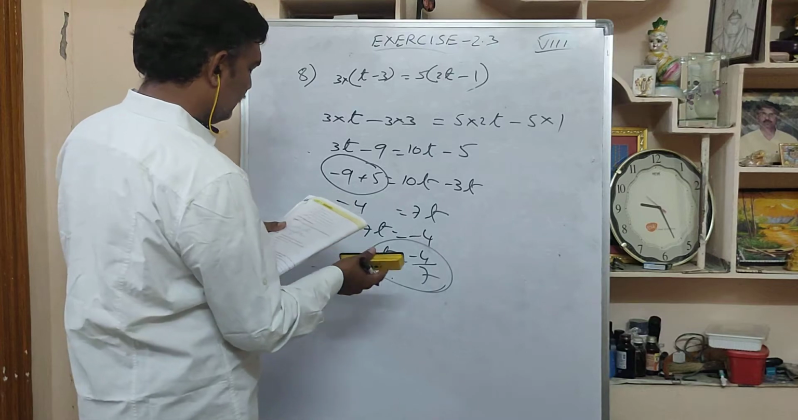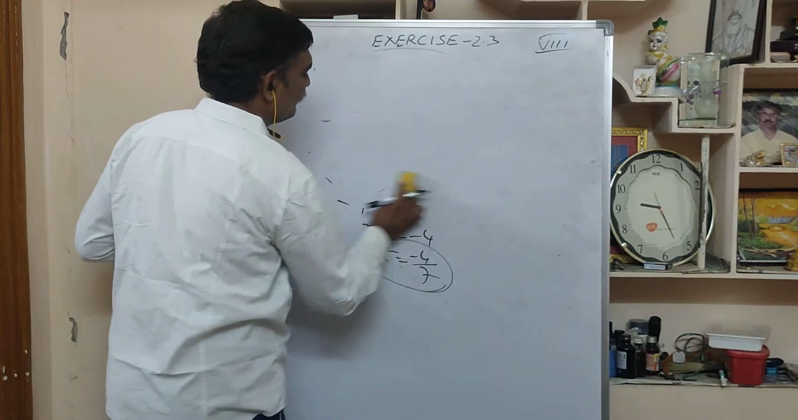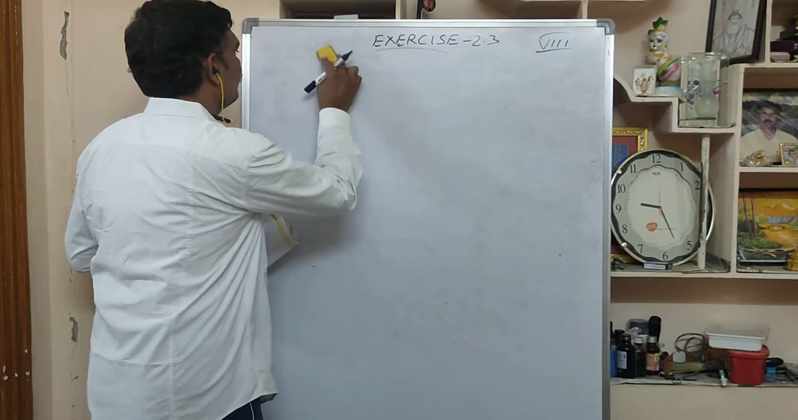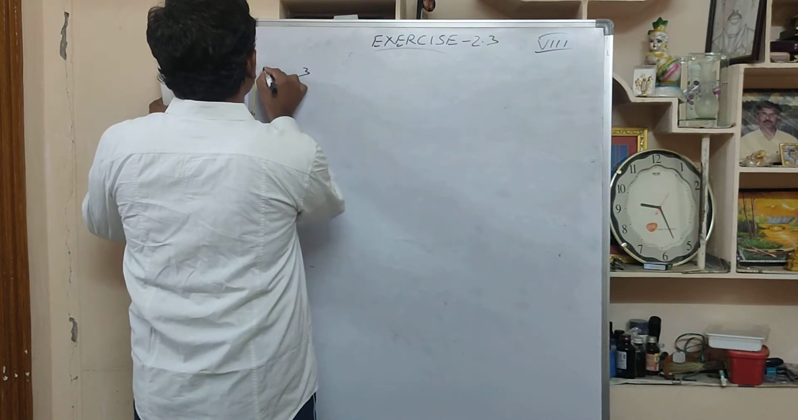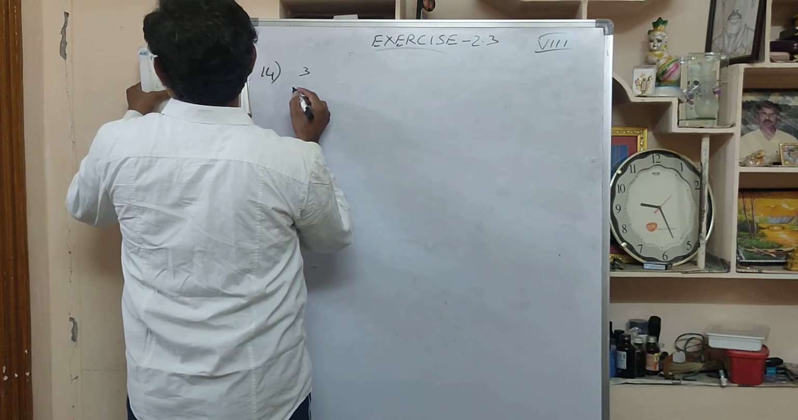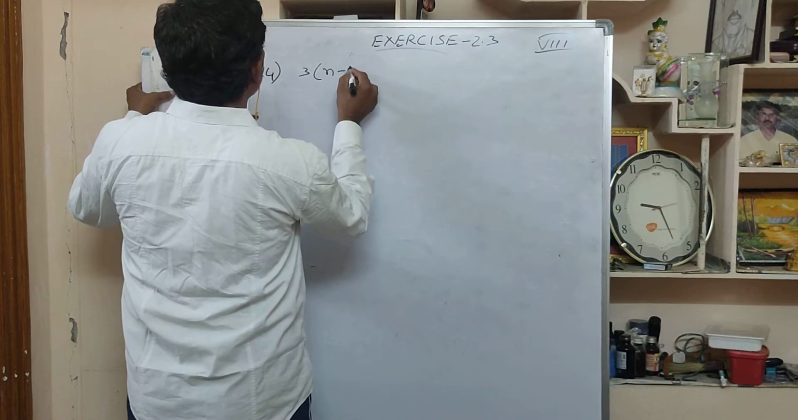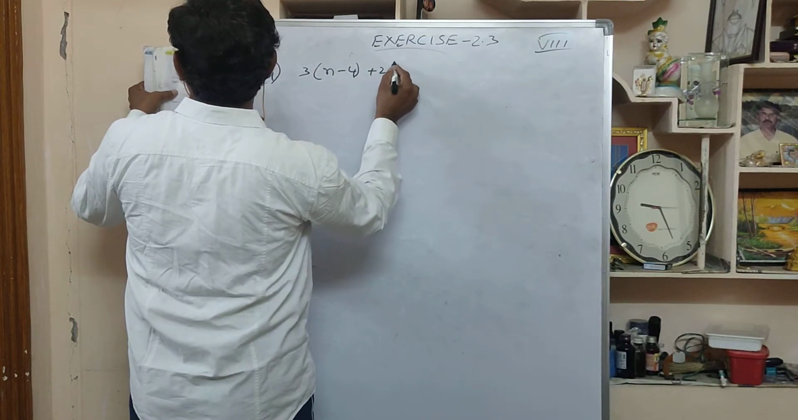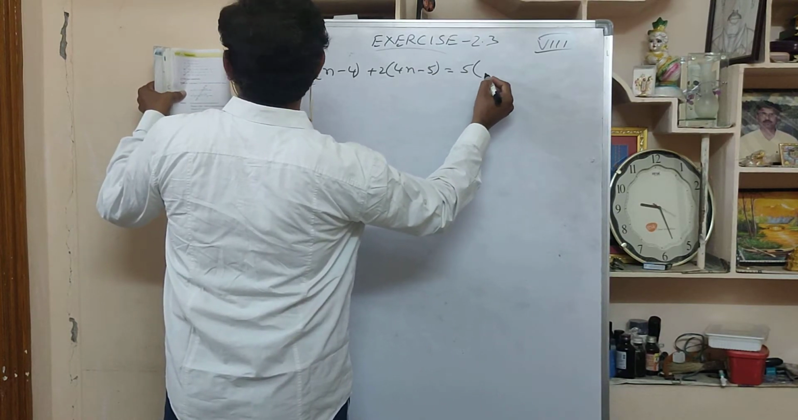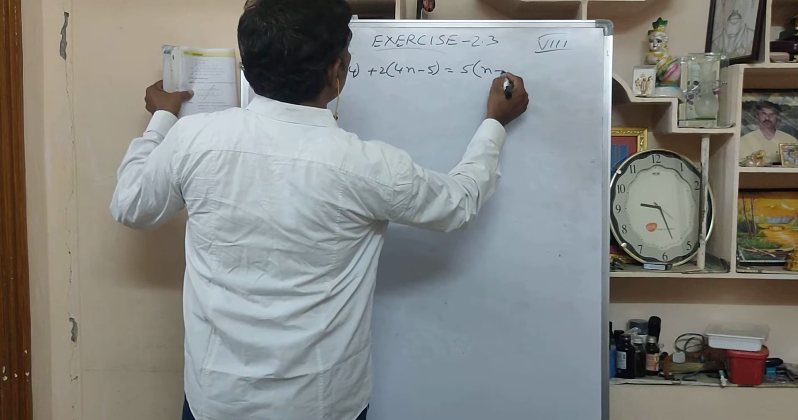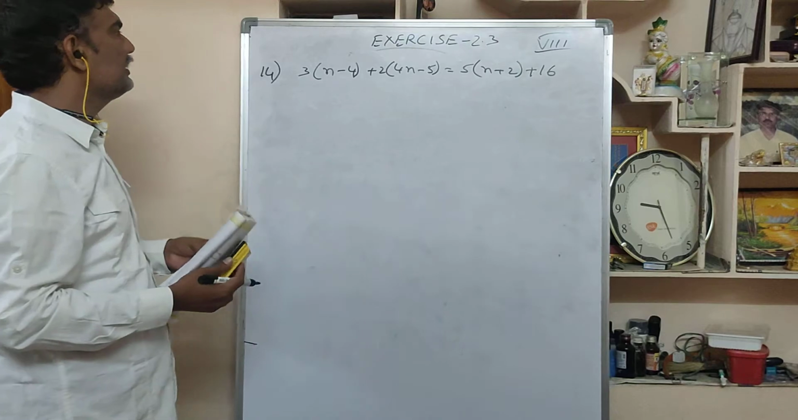Like this, which one? 14 problem I will do. What is 14 problem? See it here. 3 into n minus 4 plus 2 into 4n minus 5 is equals to 5 into n plus 2 plus 16. Some problem is there like this.